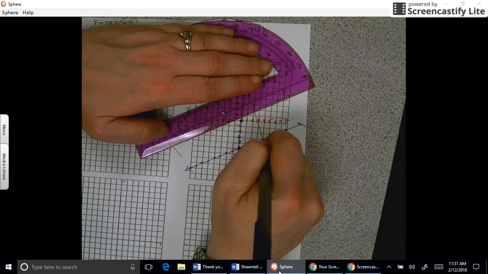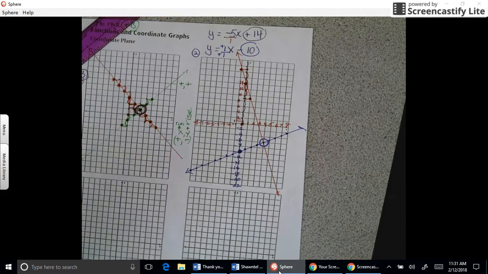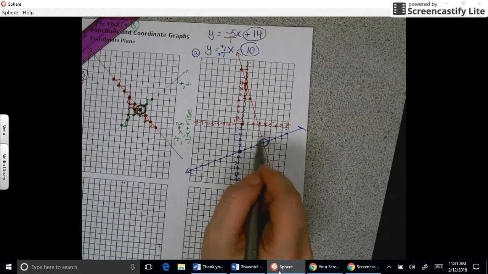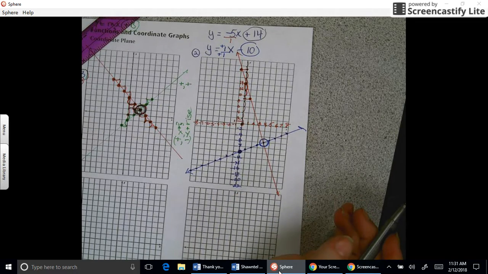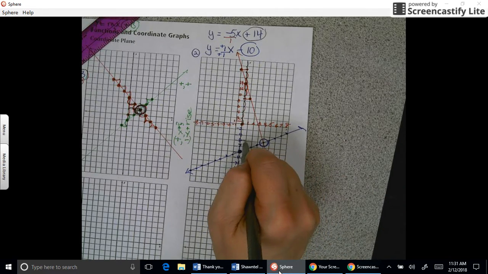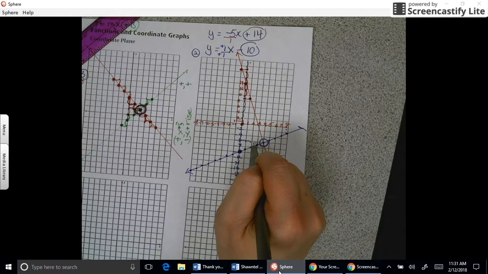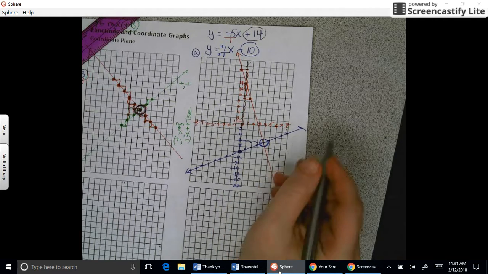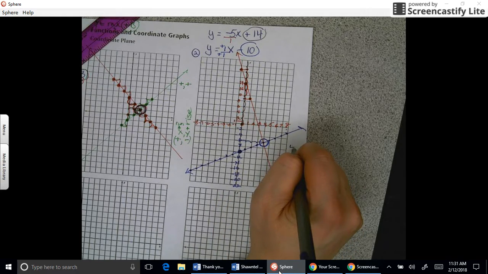And the point right here where those 2 lines meet is the solution that I need to give as my answer. So now I need to go to my y-axis and say how far over is my x, right? So it's to the positive side, and each of these is worth 1 number. So it's positive 1, positive 2, positive 3, positive 4. So my x is 4.